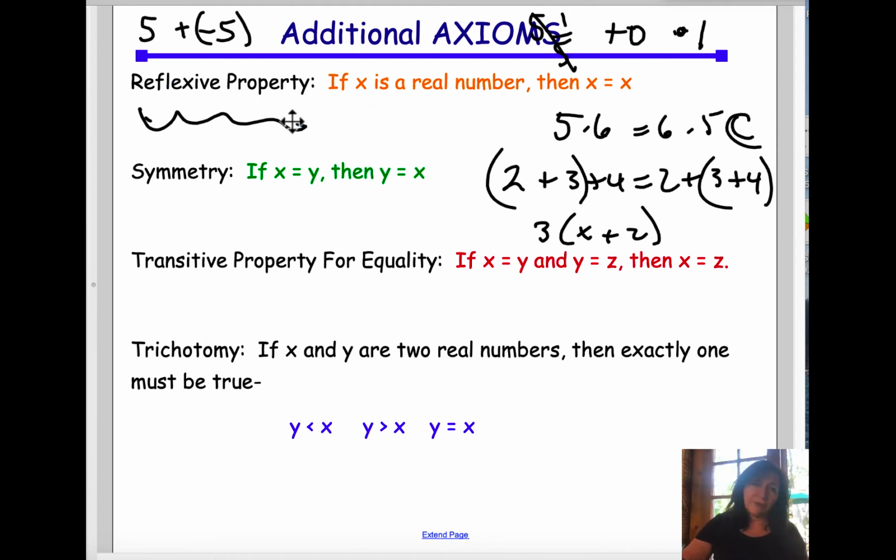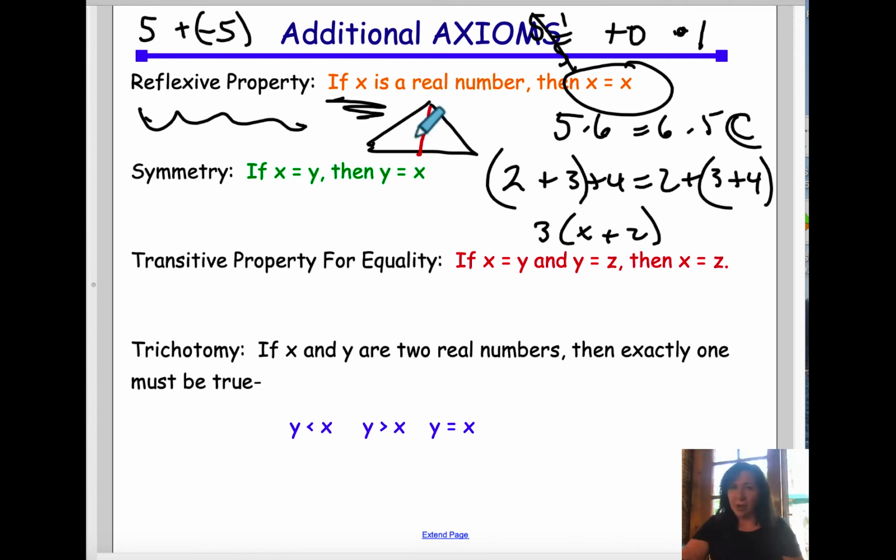So for example, the reflexive property basically says if x is a real number, then x is equal to itself. And you probably used this when you were working with a triangle like this, right? You were trying to prove it by angle, side, side, or whatever. And then you basically said that this line in the middle was congruent to itself because of the reflexive property. That's what you would use.